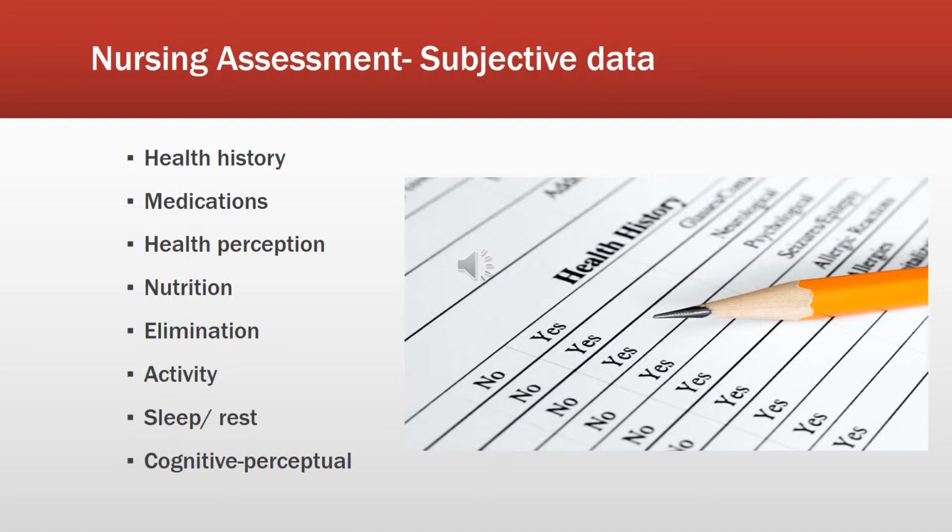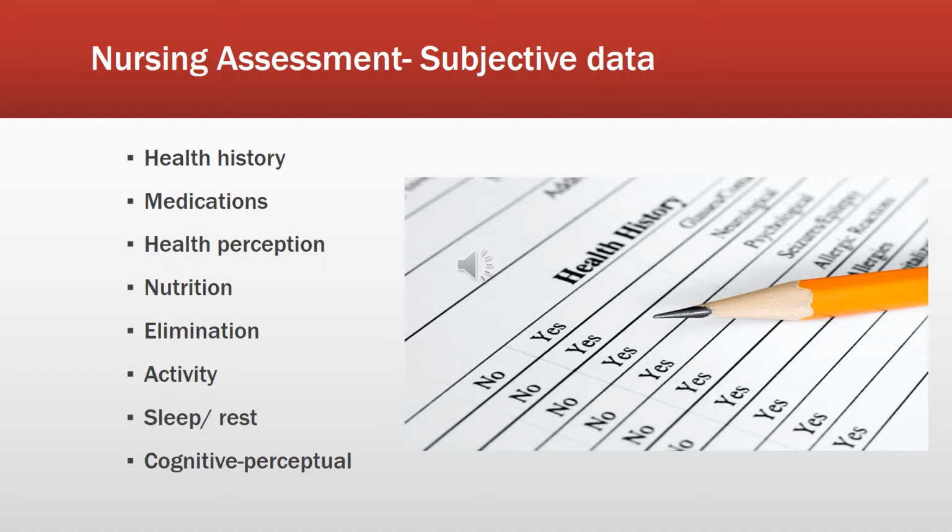Paroxysmal nocturnal dyspnea. Do they have problems sleeping or breathing at night while they're sleeping or lying down? Any insomnia and any sleep apnea? And maybe you can get a report from their partner if they have snoring or if they stop breathing during their sleep.